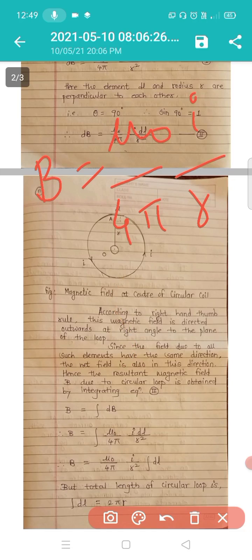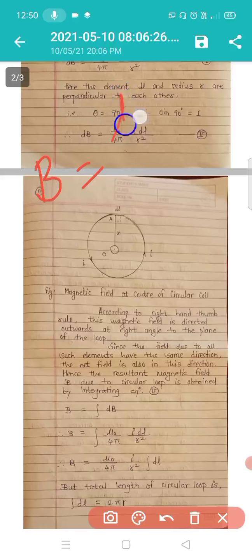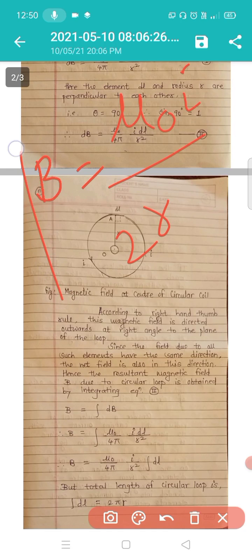We get mu naught upon 4 pi, I upon r square, into 2 pi r. Then cancel out the terms and get the final equation: B is equal to mu naught I upon 2r.